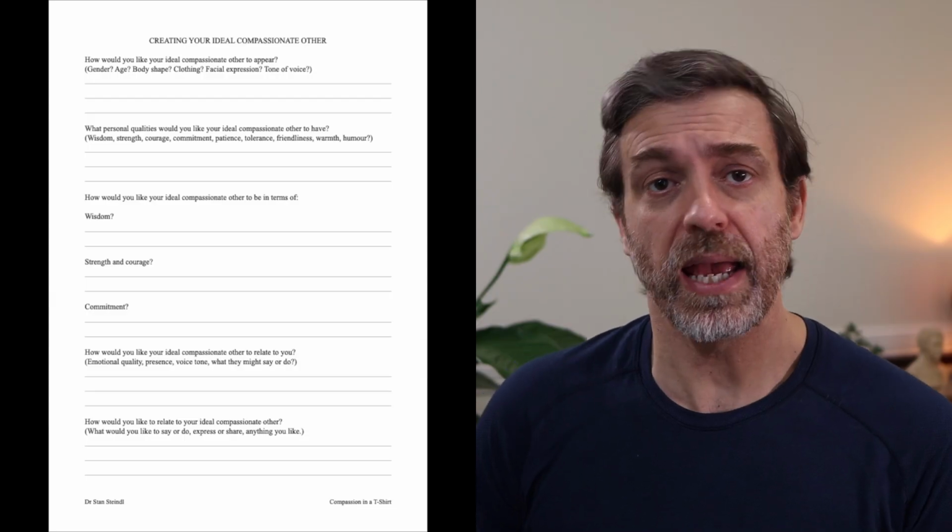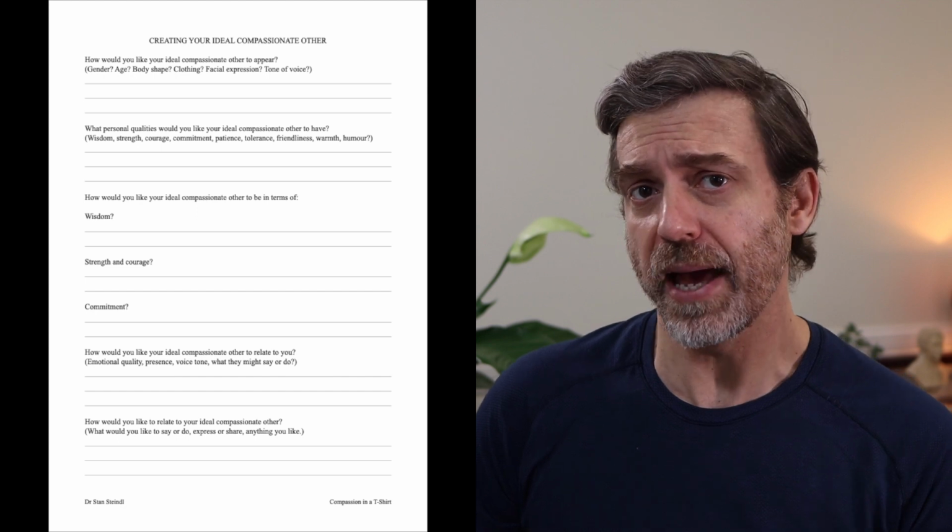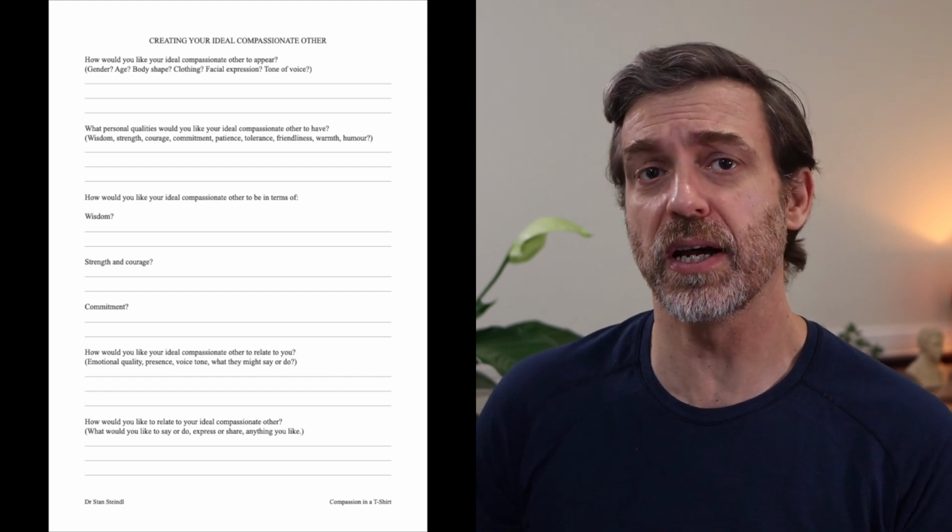In this video, we're going to create your ideal compassionate other. In my previous two videos, we identified our compassionate friend based on real people or perhaps animals. But here, we'll be going a little deeper, creating an ideal being. There is a link to a handout in the description below, so you can print that to jot down your creative ideas, or you can just use a piece of blank paper.